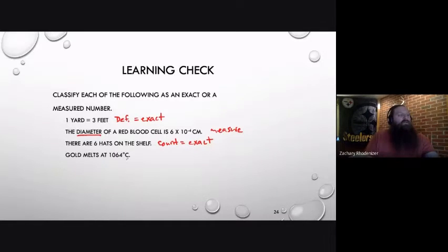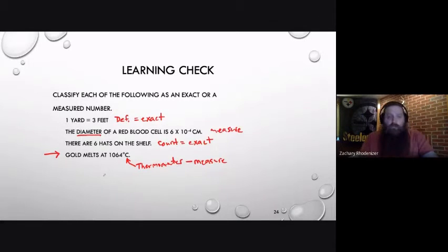Gold melts at 1,064 degrees Celsius. This is actually a measurement, and I know it's a measurement because I have degrees Celsius, which tells me I was using a thermometer. And if I'm using a thermometer, then I must be taking a measurement. This one is interesting because it is a definition, the melting point of gold. However, it's not the defined relationship between two numbers, so we don't consider it to be an exact number.